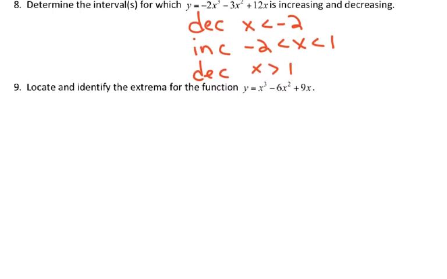Number 9, locate and identify the extrema for the function y equals x cubed minus 6x squared plus 9x. Extrema means any maximums and minimums. We don't do a lot with points of inflection. We're more concerned with you finding the maximums and minimums using the max and min function on your calculator.